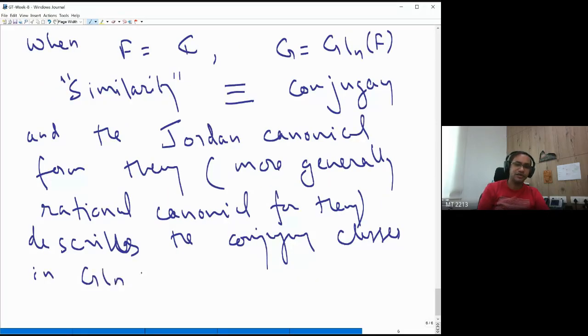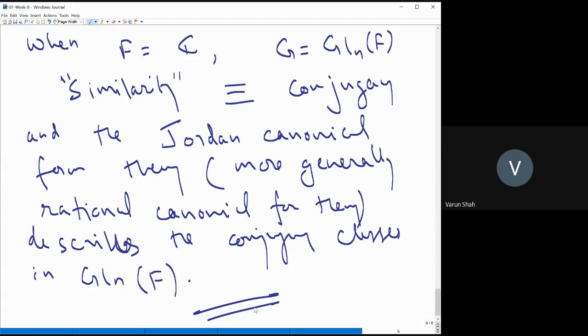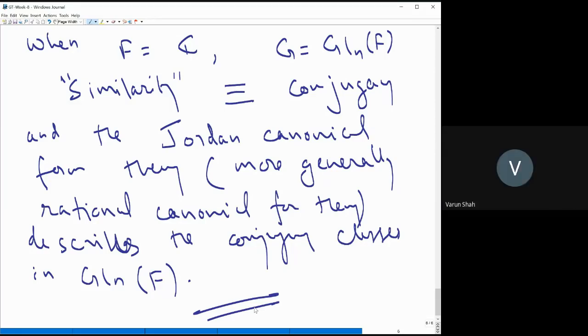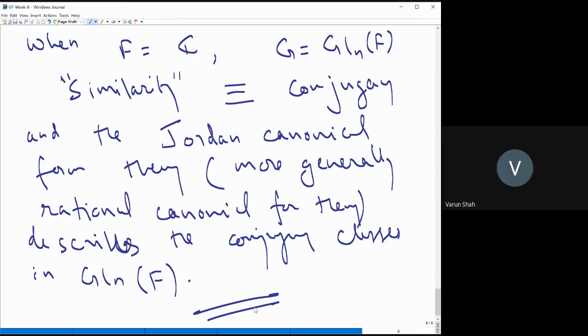So I'm telling you an instance where you've already seen this phenomenon. Have you seen Jordan canonical form theory? We skipped that last time. In the advanced linear algebra course, we skipped Jordan canonical forms. So rational canonical form theory, okay, you did not see that.